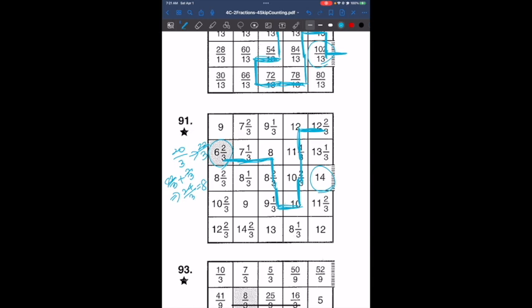12 2/3. Add 2 over 3 again, so 13 1/3. Then we add 2 over 3 again to get 14, and then we can exit.